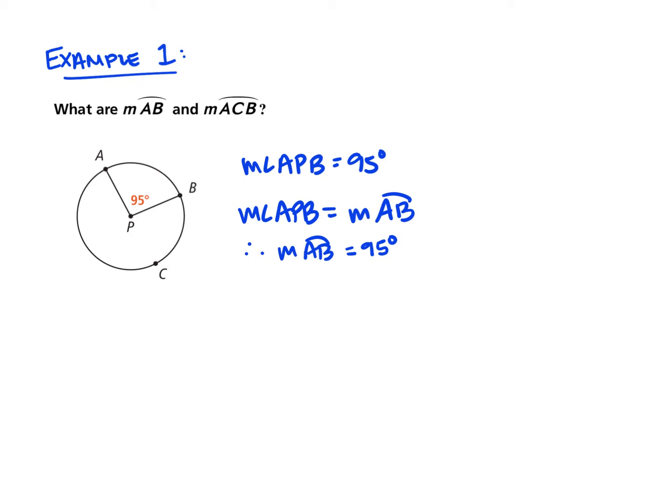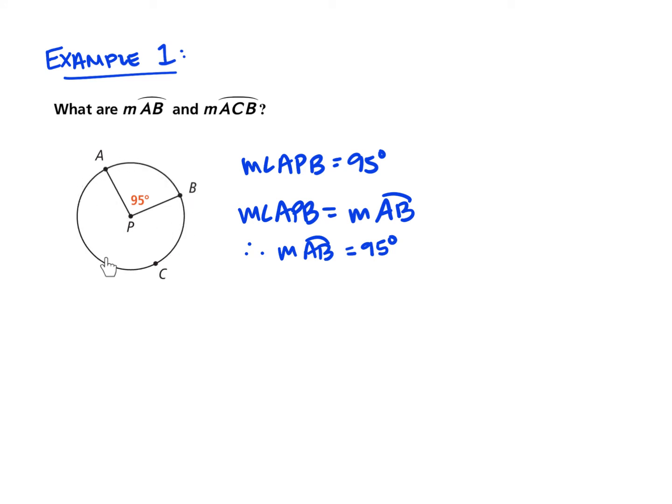Now it also asks us for the measure of arc ACB. That's a major arc, starting at A, passing through C before it gets to B. That's what that indicates. What's the measure of that arc? Well, one of the ways I can figure that out is I can notice that if I started at A and went all the way around and got back to A, that would be 360 degrees, because that would be the full circle. But I'm stopping short of that.